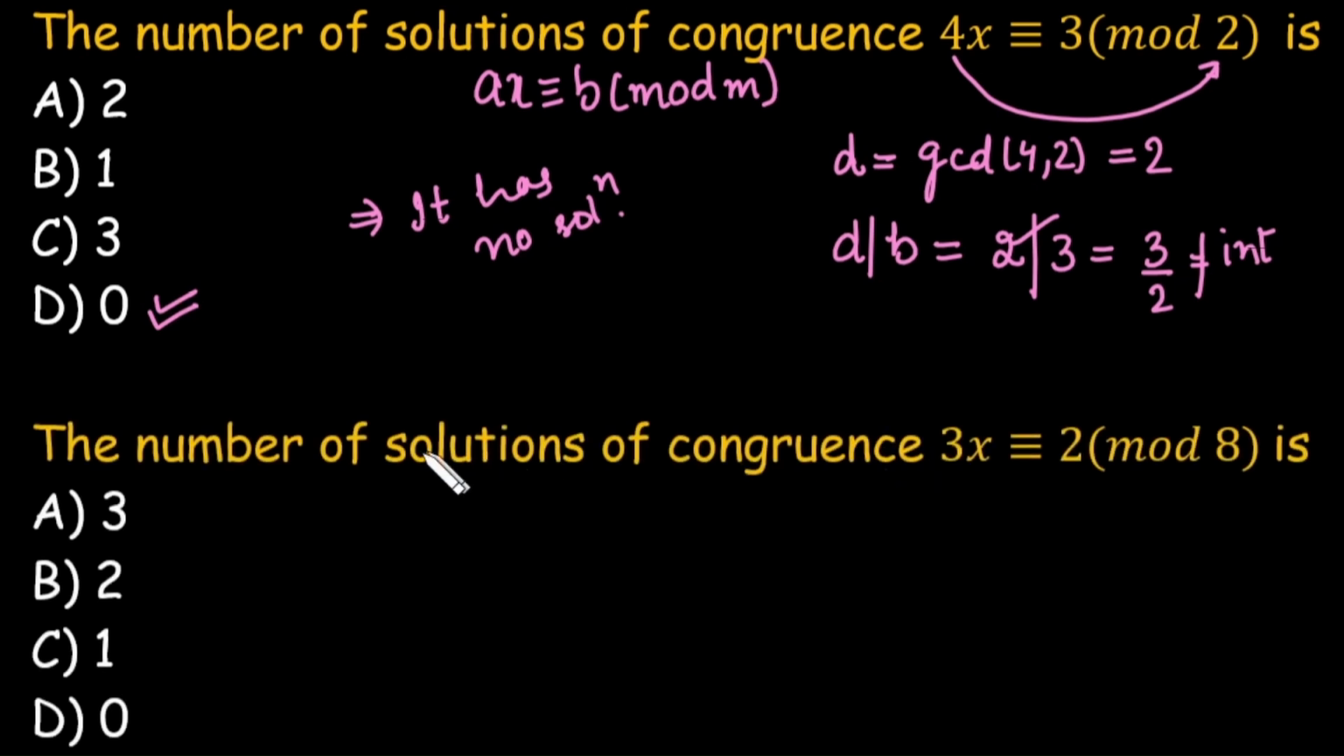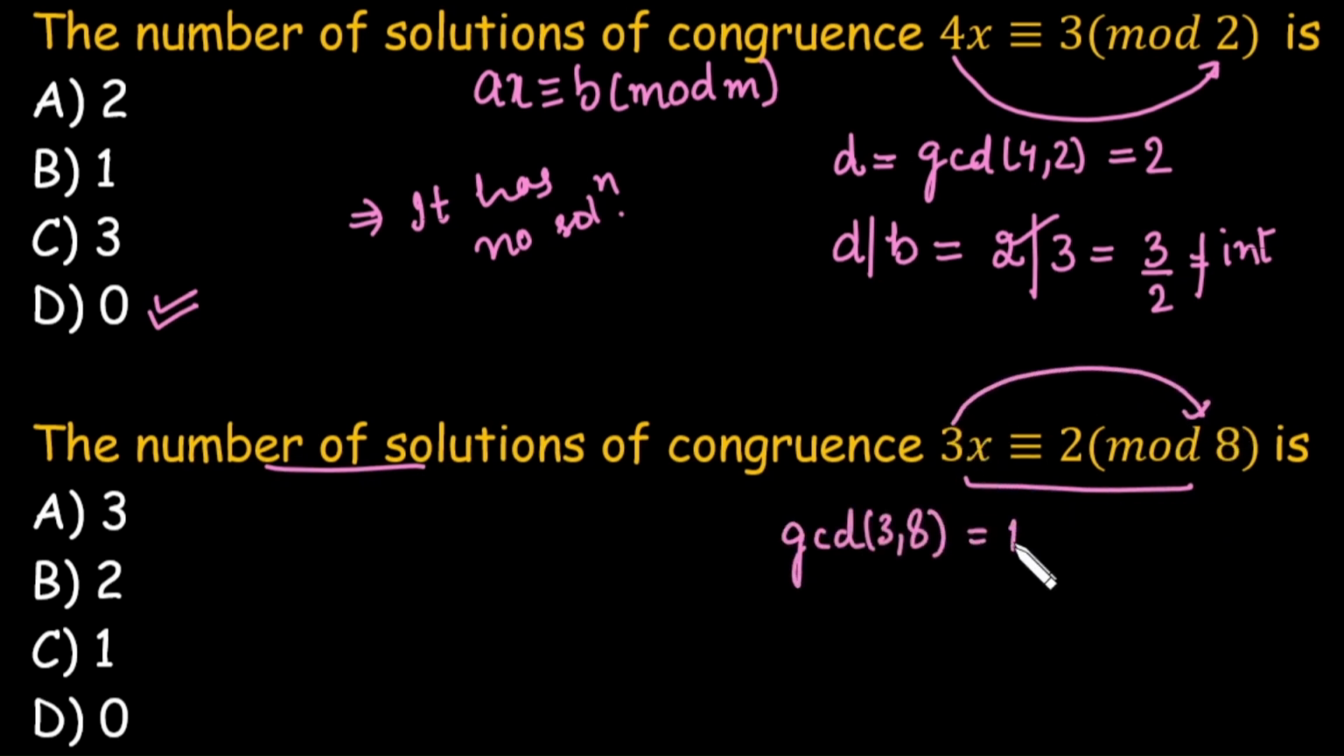Consider one more case. Number of solutions of this congruence. Find the GCD of 3 and 8. That is 1. Now does 1 divide 2, that is, is 2 by 1 an integer? Yes, so that is equal to 2. It means it has a solution. How many solutions?